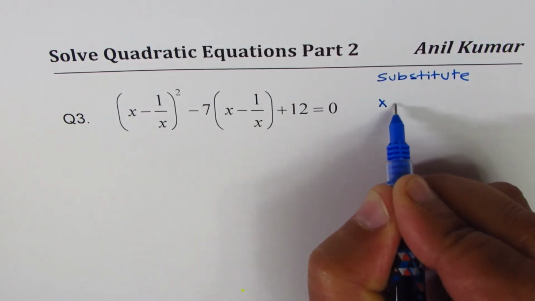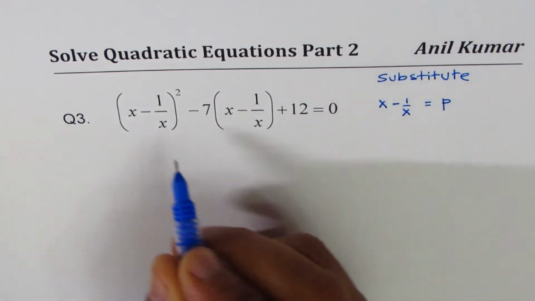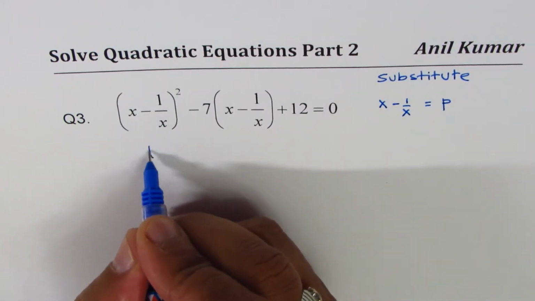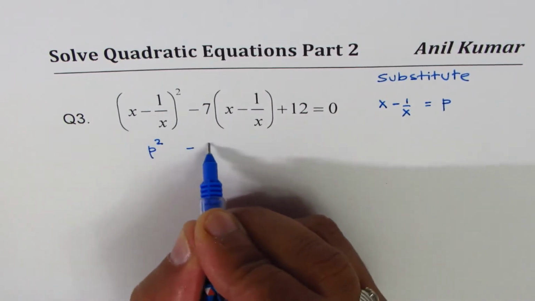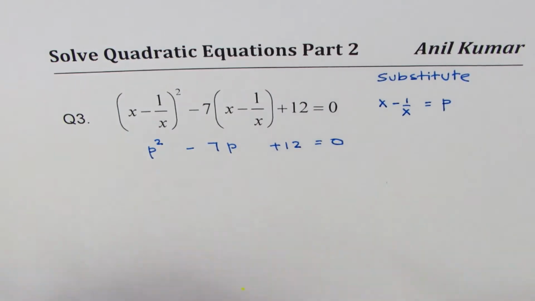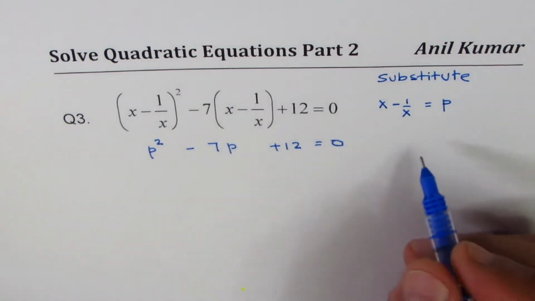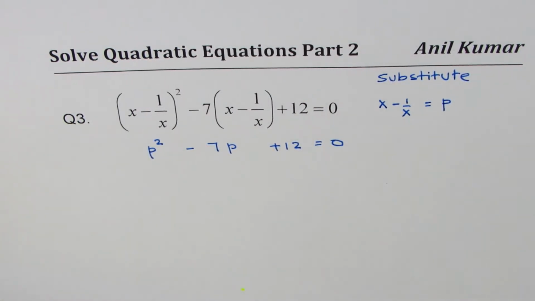of x minus 1 over x equals, let's say, p, then I can rewrite this question as p squared minus 7p plus 12 equals 0. Do you see that? So with this substitution, we get a quadratic equation. Now you are masters in solving quadratic equations, so now it becomes very simple. You can factor and solve, correct? So we'll further factor and solve.